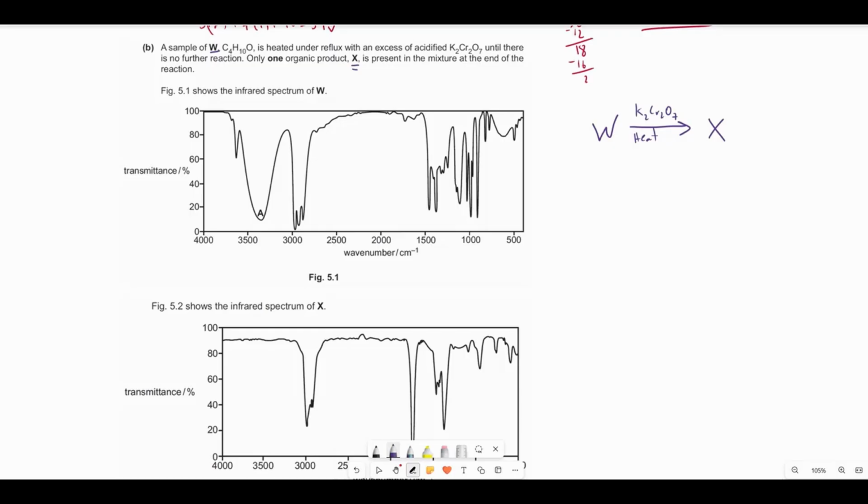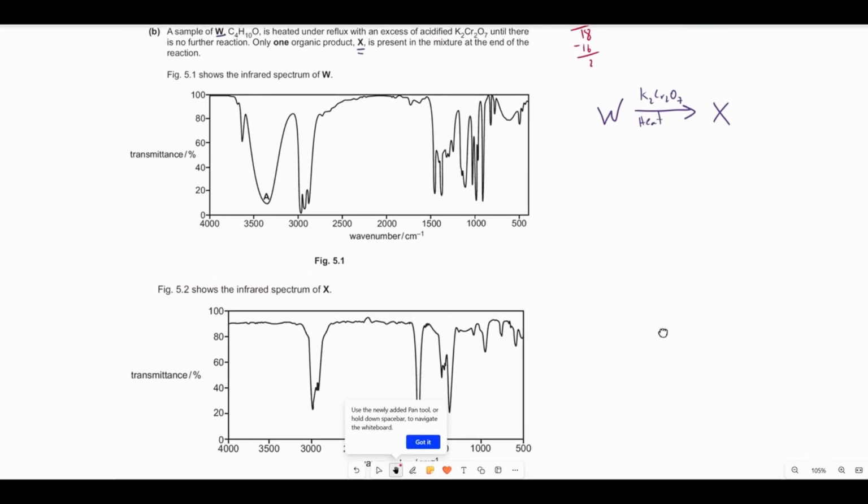So we're looking for a W, a compound that can be oxidized. So what's that going to rule out automatically? It's going to rule out things like alkanes, for example. Although we do have an oxygen, alkanes can't be oxidized by dichromate. That's not a reaction that we learned. So we can start narrowing things down using the reactions that we learned. So figure 5.1 shows the infrared spectrum of W. So here we have W, and then figure 5.2 shows the infrared spectrum of X. So we are given the infrared spectra of both X and W.